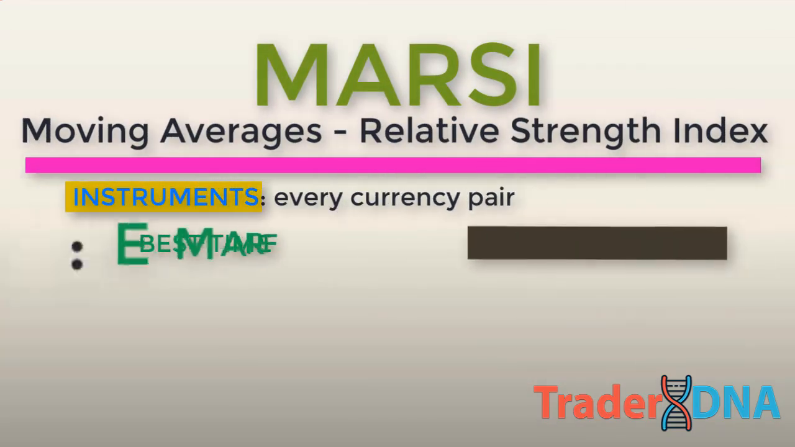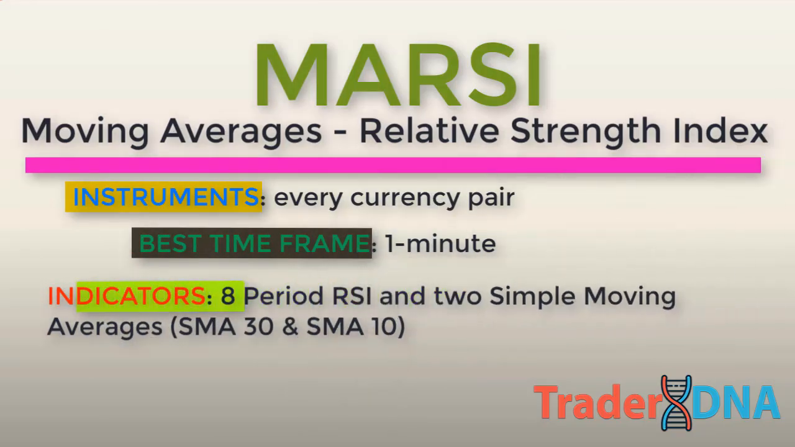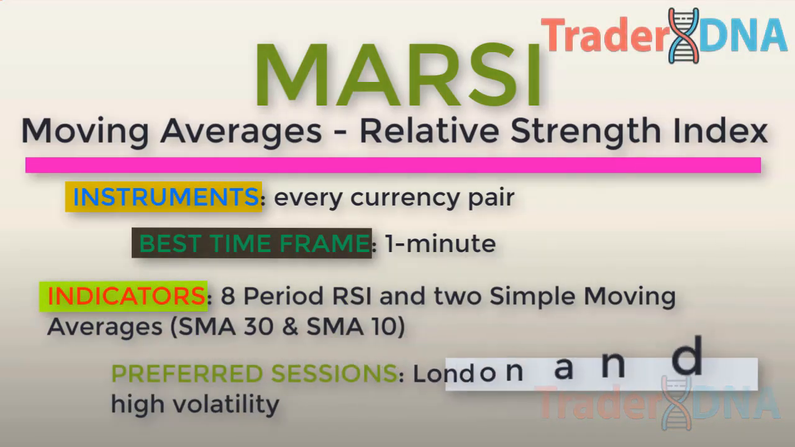Best time frame: 1 minute. Indicators: 8 period RSI and 2 simple moving averages, or SMA 30 and 10. Preferred sessions: London and New York.